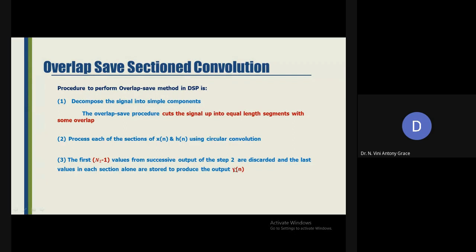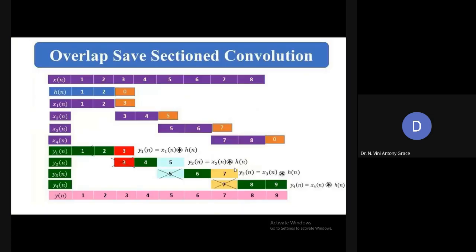Again, while doing problems, you will understand this. In each output of circular convolution, you have to discard the first n2 minus 1 values, and consider only the rest, that is the last values in each section, to produce the output y of n. Shall we look at the table? So this is how you have to perform overlap save sectioned convolution.